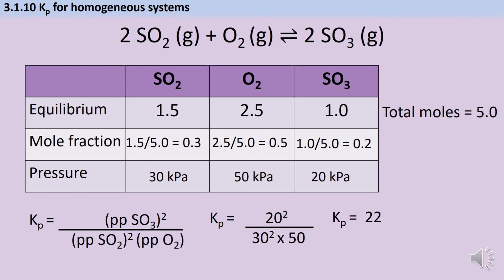And then, as per usual, I need to work out what the units will be. So the 2 partial pressures on the top are cancelled out by 2 on the bottom, and that leaves me with just 1 partial pressure on the bottom. So in other words, 1 over kilopascals, so my units will be kilopascals to the minus 1.